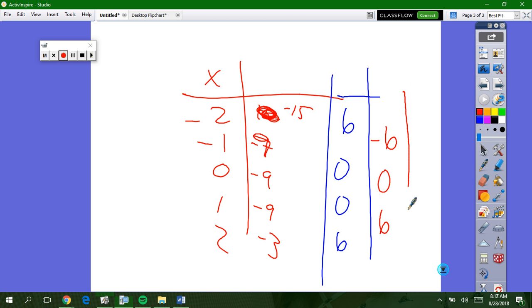Let's try our third difference, which is going to work. How does negative 6 get to 0? We went up 6. How does 0 get to 6? We went up 6. Oh, look at that, ladies and gentlemen. There's a constant on our third difference, so therefore this is a cubic, which means degree 3. Okay?